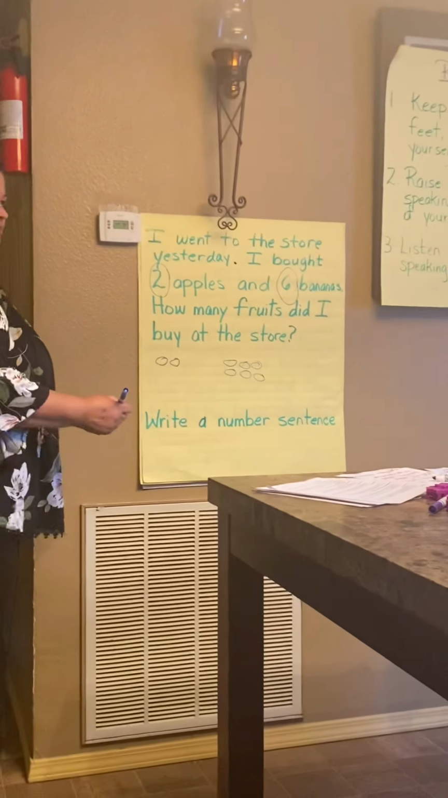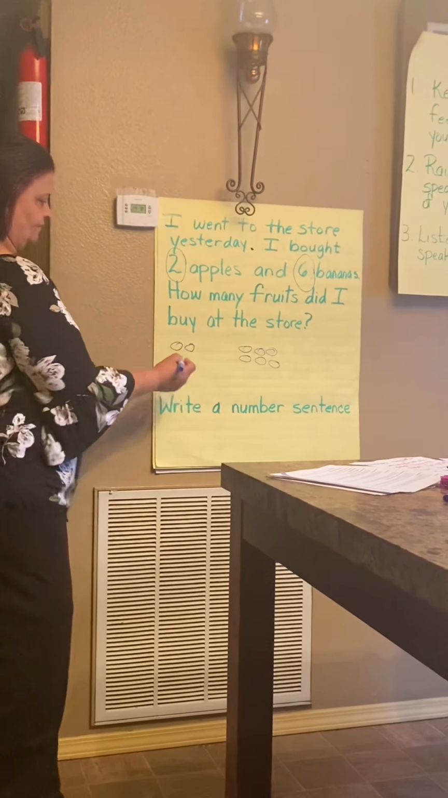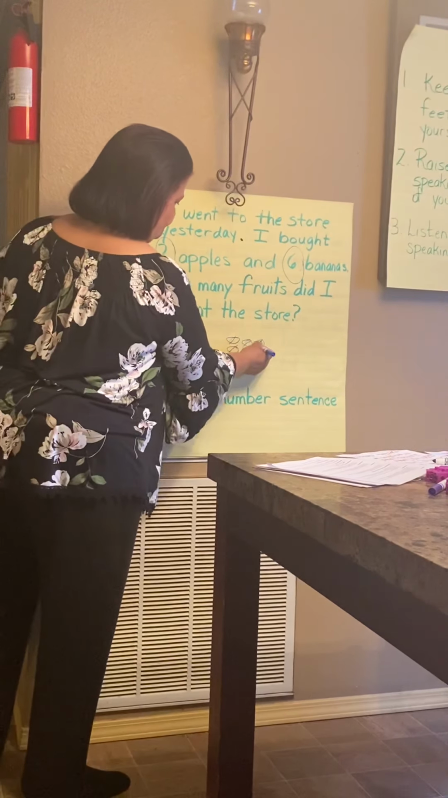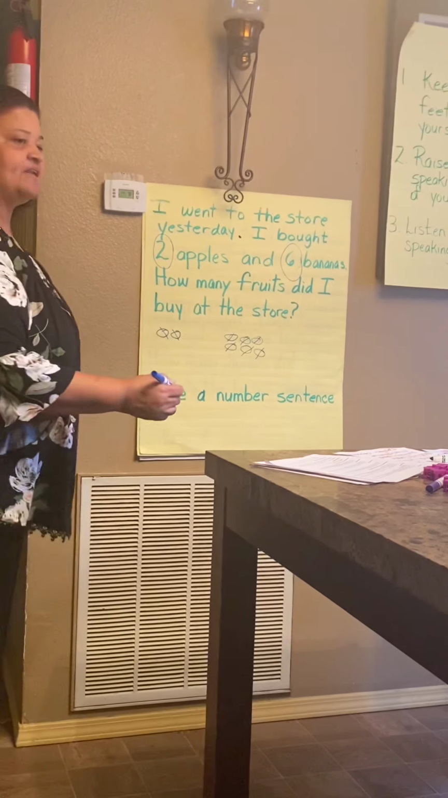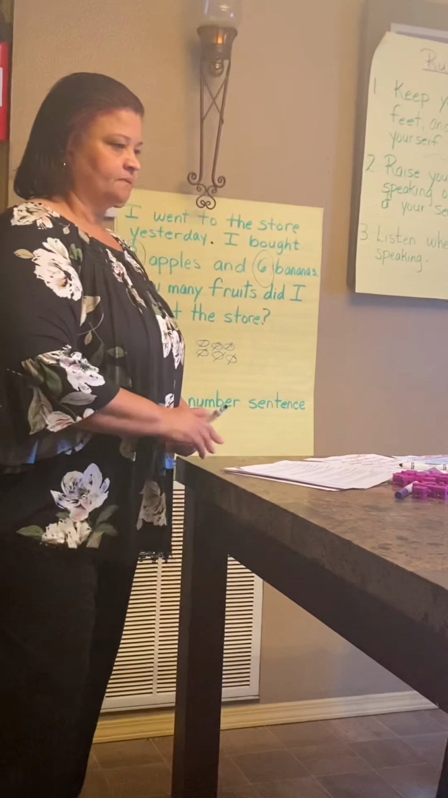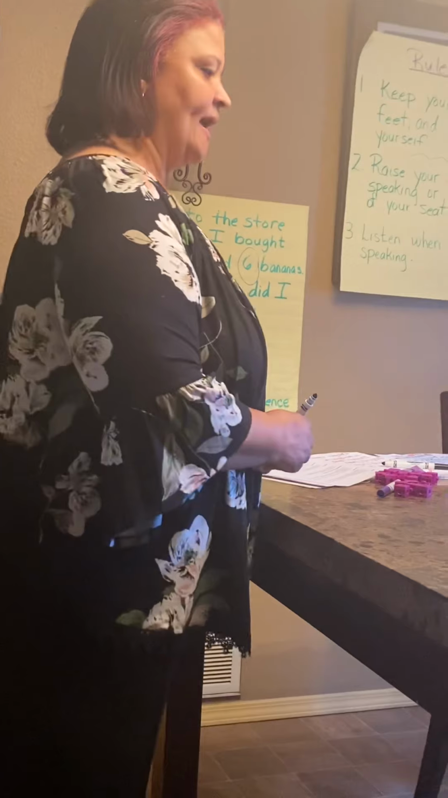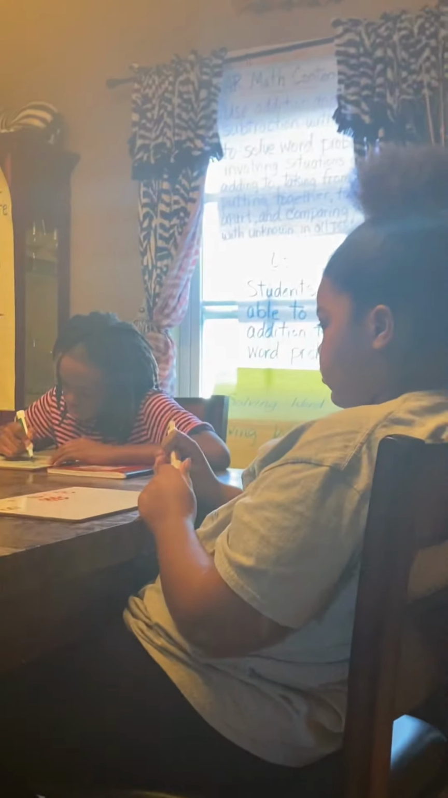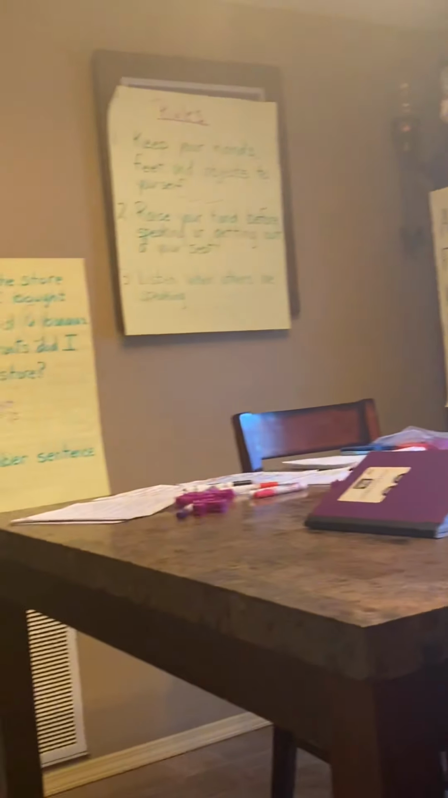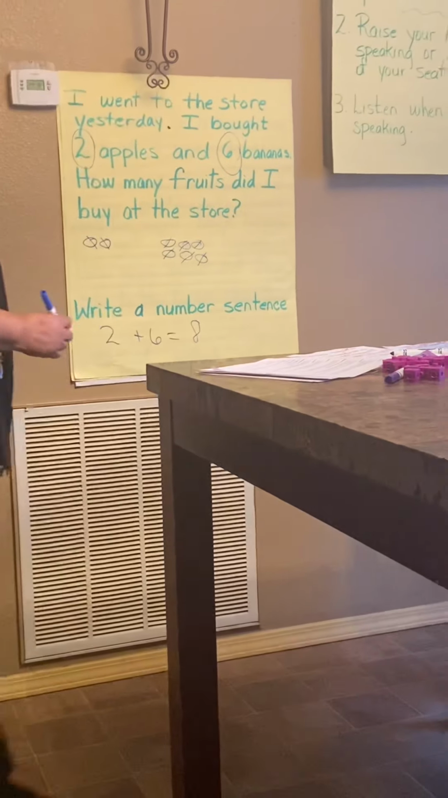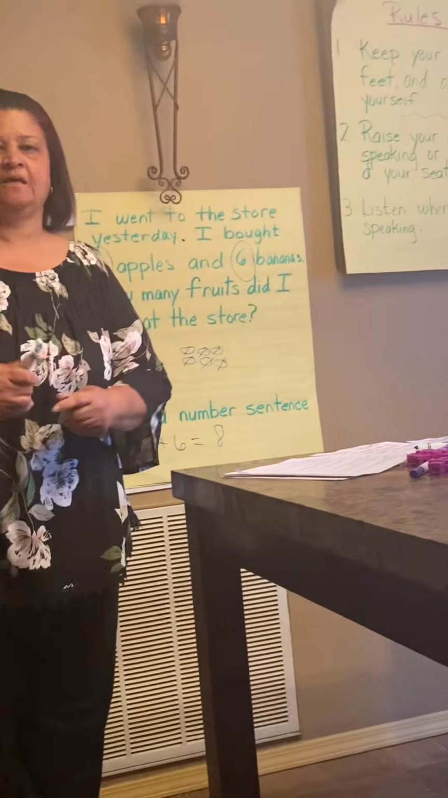Okay. Look up here. Let's count them together. 1, 2, 3, 4, 5, 6, 7, 8. How many fruits did I buy from the store? 8. Okay, I need you to put your 8. Since we are adding, make sure that you put your 2, put the plus sign between the 2 and the 6. So your problem should look like 2 plus 6 equals 8.